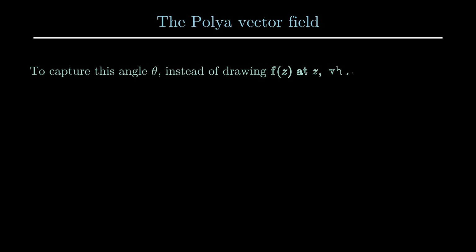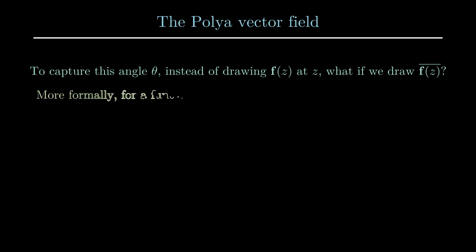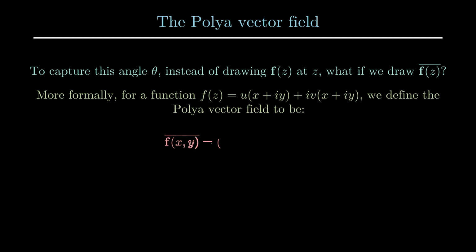So this is our big reveal. To better explain this angle theta, instead of drawing f of z at z, what if we draw f bar of z, or the conjugate of f of z? So more formally, for function f of z in its real and imaginary parts, let's define the Polya vector field as follows.